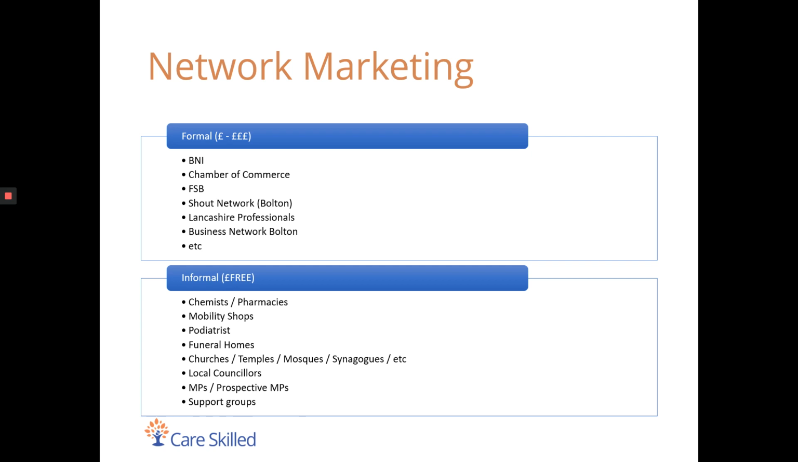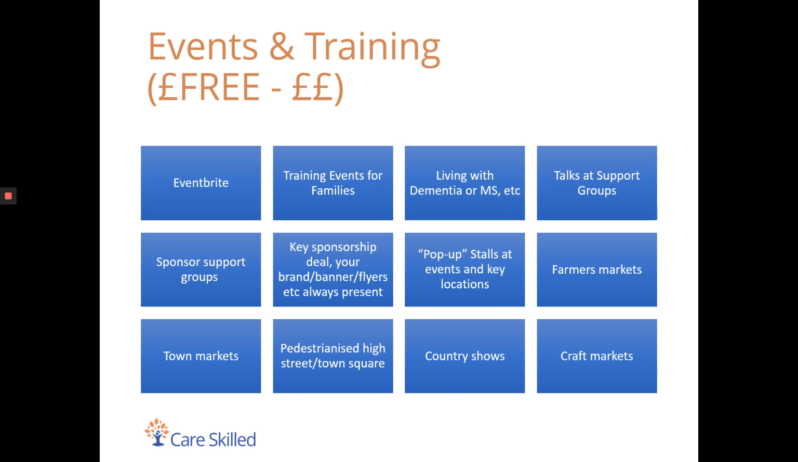The list goes on and on and on. You need to get known in your area as an individual. You need to get out there and meet people, because you are a community business and you need to get known within your community. Events and training. So look on Eventbrite, see if there's any events that are worth going to, and publish your events on Eventbrite. So this also ties into digital marketing.